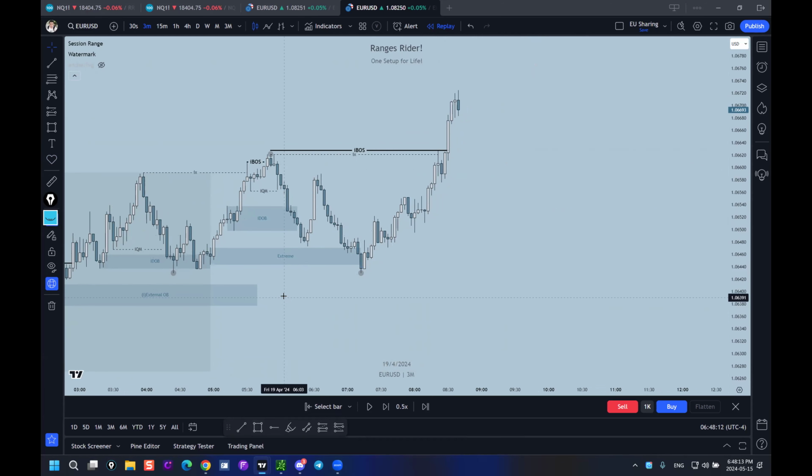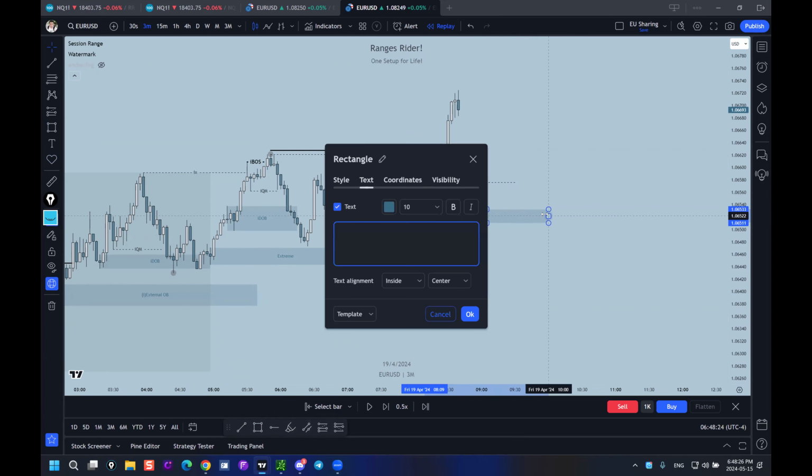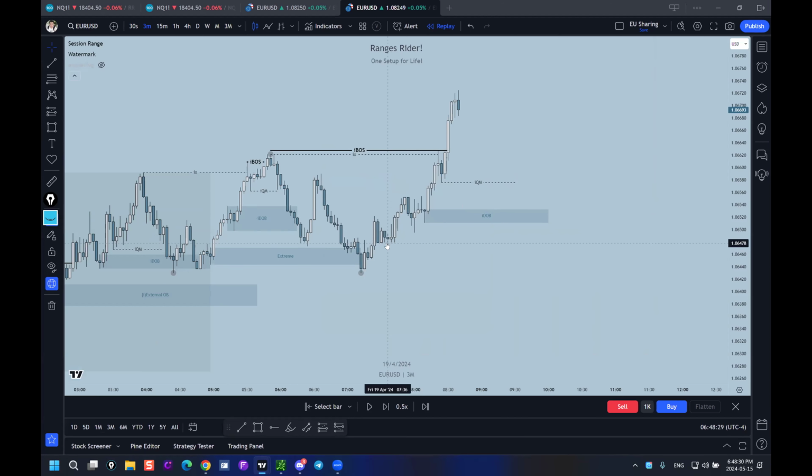Where is the QM? This one is the QM. This is the IDOB. And I don't see any extreme.